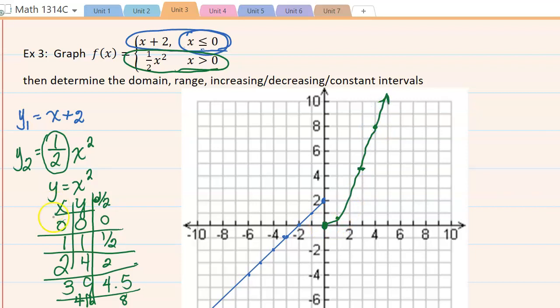And then we need to plug in what happens when we plug in -1, -2, -3, and -4. But we know from the symmetry of a quadratic equation that we get these points as well. So I'm going to do 2, 2, 3, 4.5, and -4, +8.